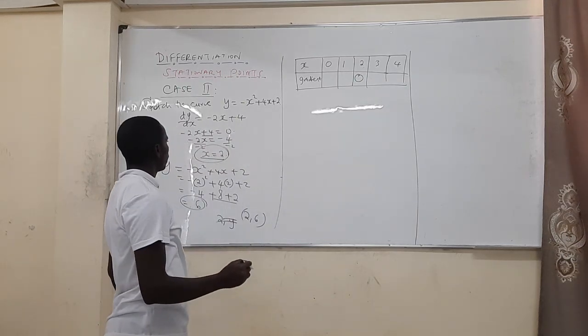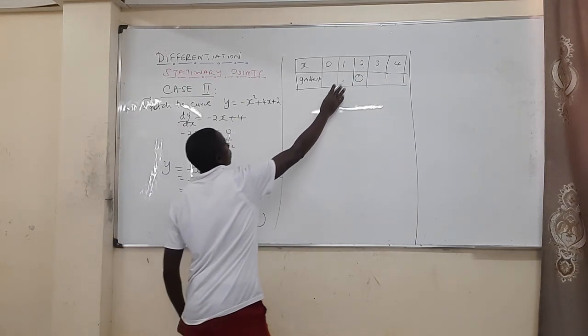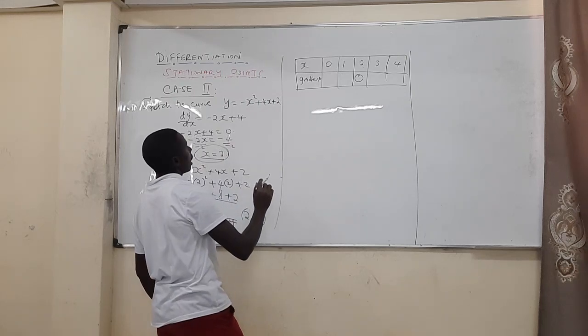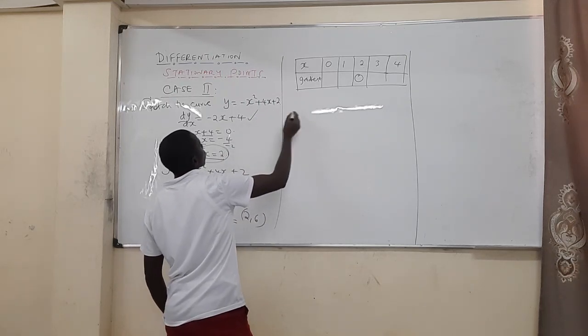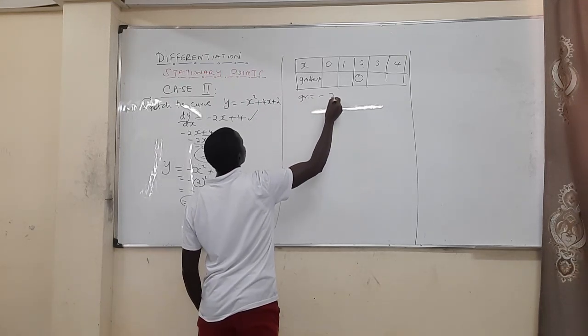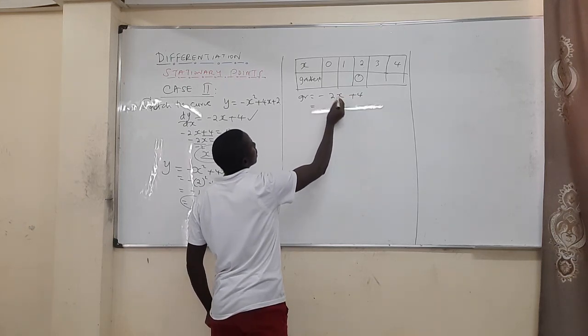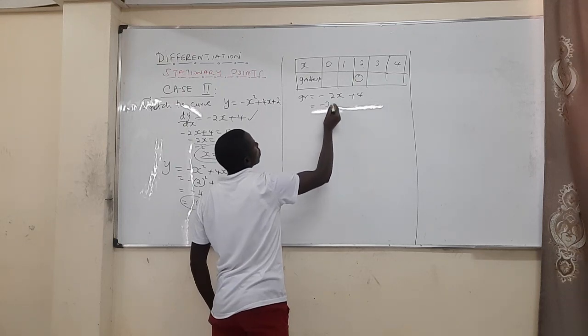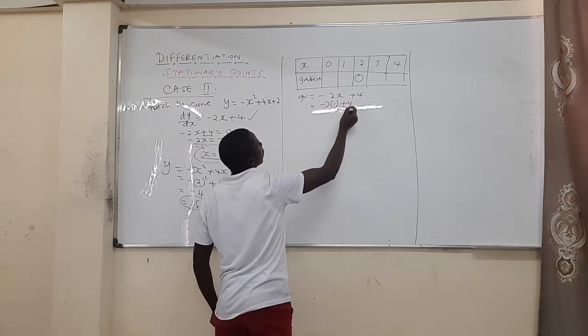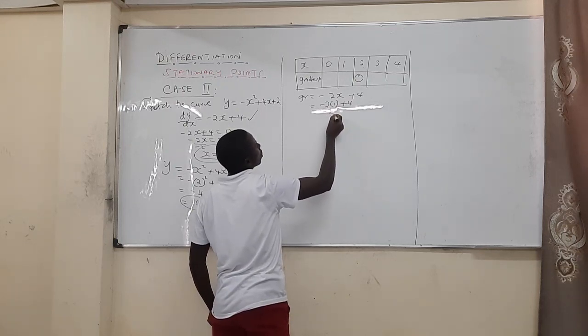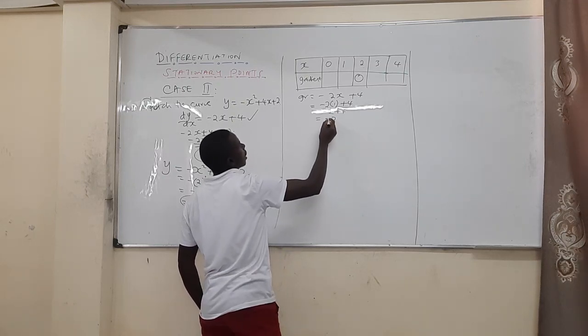You can have where x equals 1, and we see how the gradient is. Our gradient function is minus 2x plus 4. So you replace x with 1, get minus 2 times 1 plus 4. This is going to be minus 2 plus 4, which gives us positive 2.